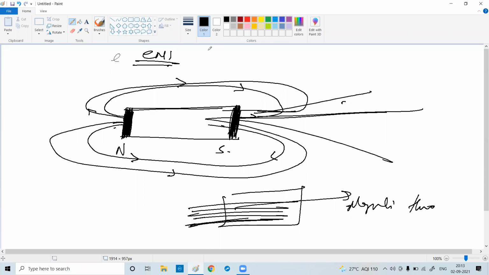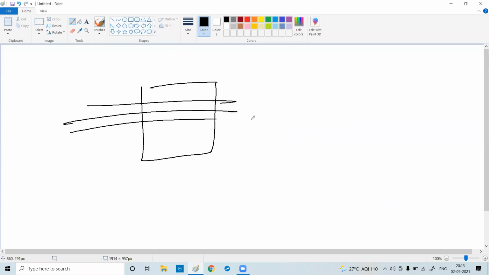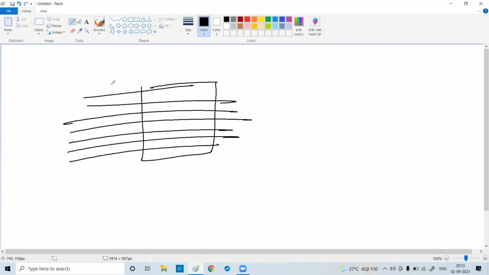Sorry, can you explain magnetic flux again? Magnetic flux is the total number of lines, write down, the total number of magnetic lines passing through an area placed in a magnetic field. And this is called magnetic flux.